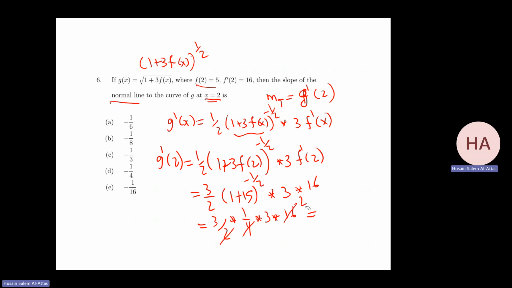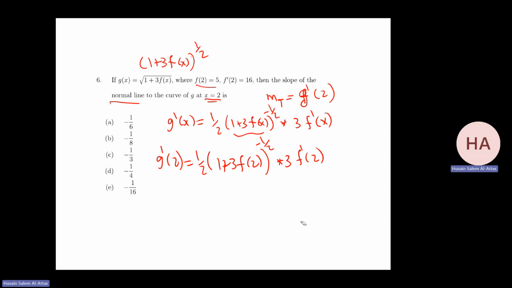On the slope of the normal line. Let me do the calculations again, to be sure I'm not missing anything. This is g of x, 1 plus 3 f of x to the power half. So the derivative would be half, 1 plus 3 f of x to the power minus half, times the derivative of this, which is 3 f prime of x. G prime at 2, I'll do everything in terms of 2. So I have 1 over 2, 1 plus 3 f of 2, to the power minus half.